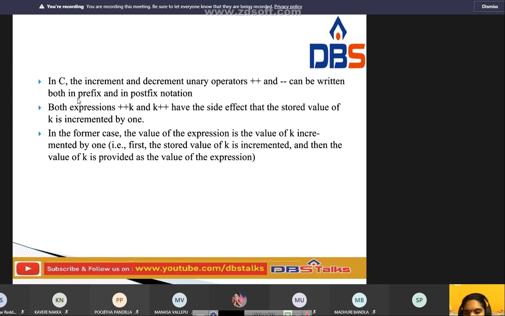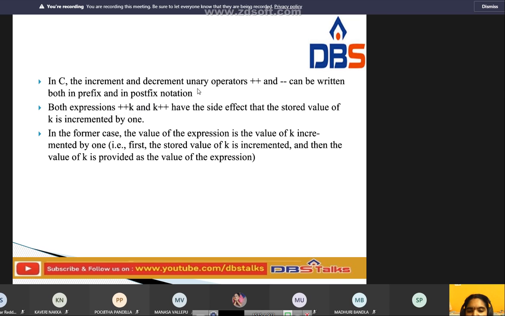Next point. In C language we have the increment and decrement unary operators. Here we take unary and binary. The unary operators are plus plus, the increment operator, and minus minus, the decrement operator. They can be written both in prefix and postfix notation.